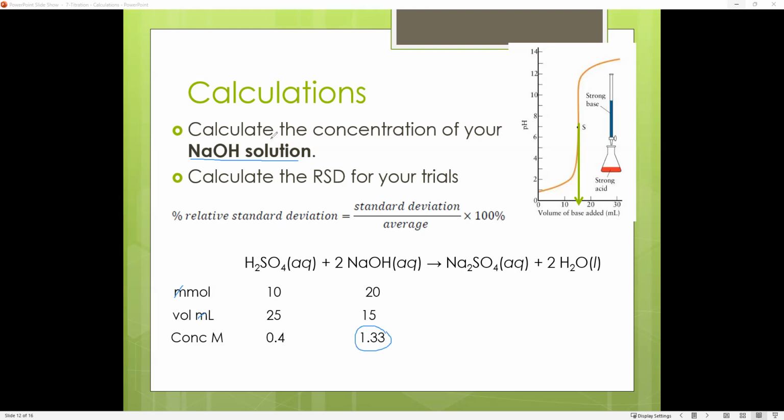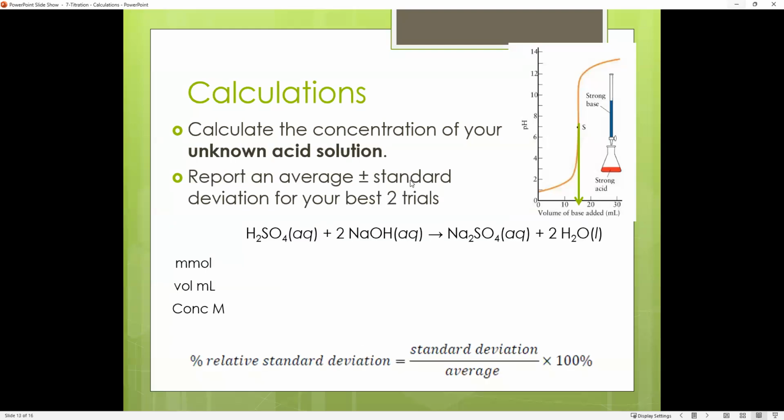Now you're going to go to the next one, and you're going to look at your unknown, and it's the flipped calculation. For your unknown, you know the concentration and you know the volume, so you get the millimoles of it. And again, using the balanced equation, you can relate it to the base. Now that we have millimoles, just like before, we can divide by the volume of the pipette that we pipetted in to get the concentration.